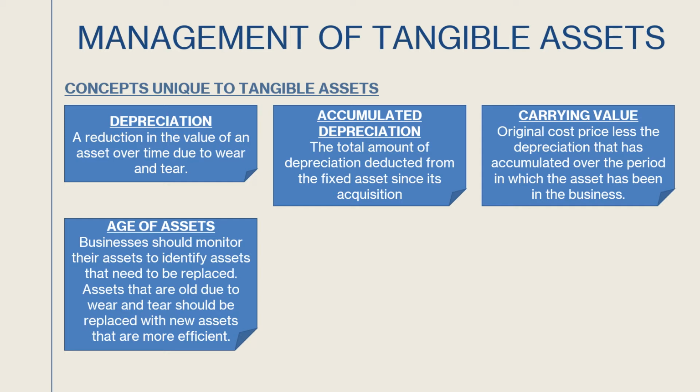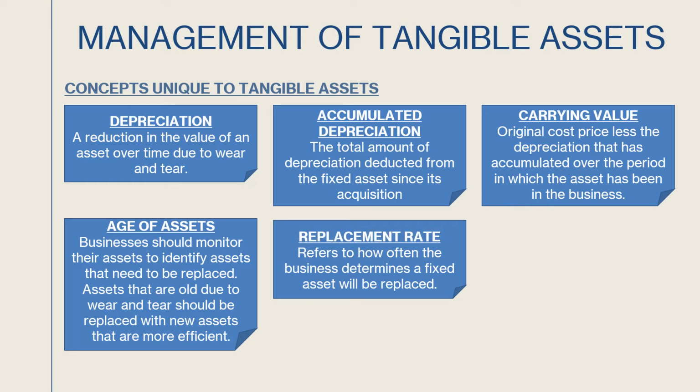So assets that are old due to wear and tear should be replaced with newer assets that can be more efficient. The maintenance costs are much less on a new asset compared to an old asset. So businesses must keep an eye on their asset registers to see how old all of their assets are so that they can dispose of those assets before they start breaking down and not working and becoming obsolete.